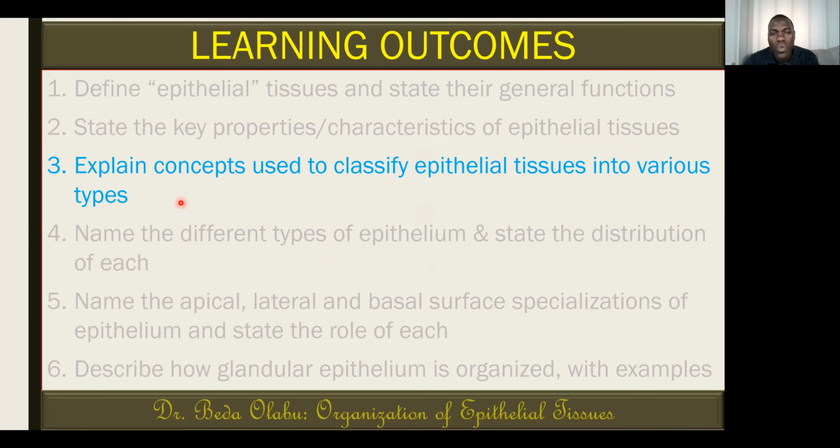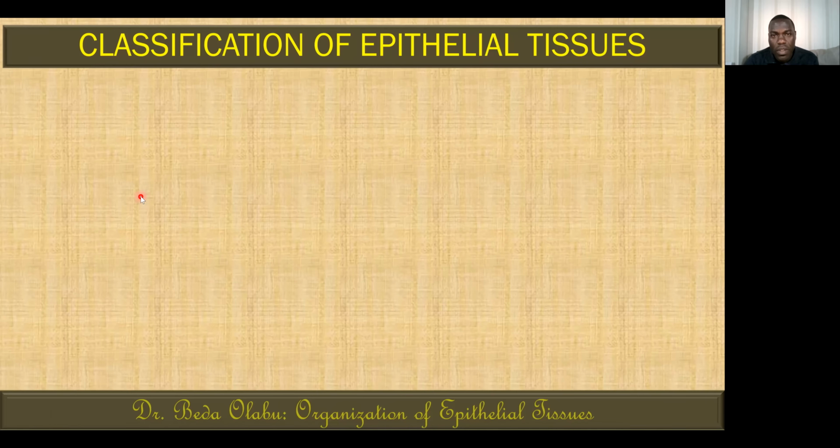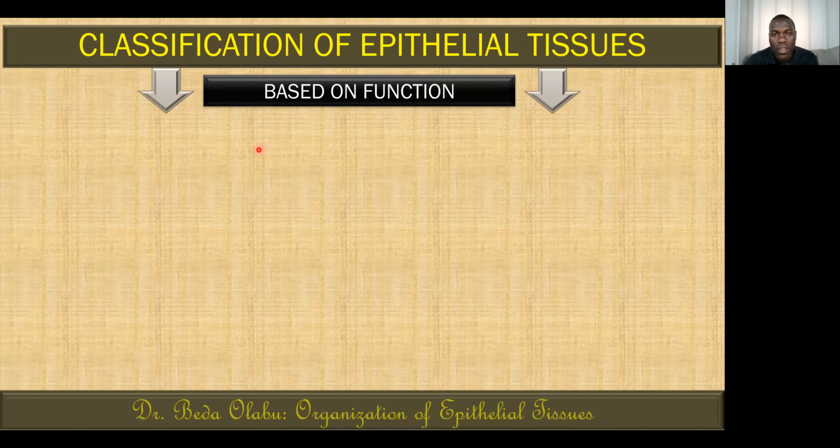And so we are done with the second objective. Our third objective is to talk about the concepts that we use when you're going to classify epithelial tissues. So this is how we classify epithelial tissues. We can classify epithelium based on the function of the epithelium. And this is the first thing we do.